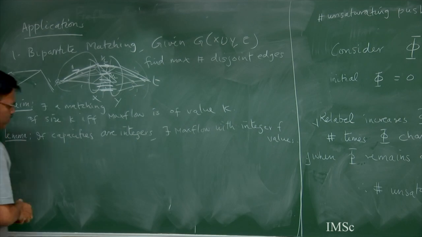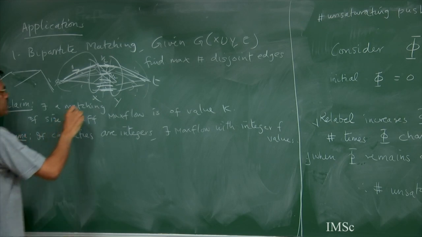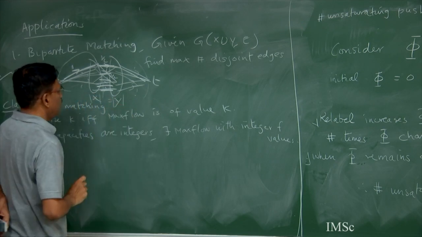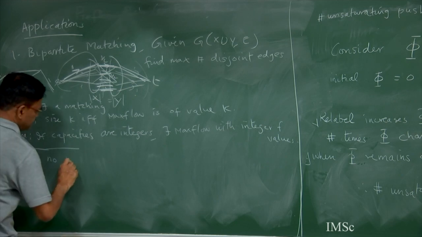Here is a more important, more interesting result, which you can get using the max flow min cut theorem. Suppose the cardinality of X is equal to the cardinality of Y, and the maximum matching is not equal to the cardinality of X. Then what do we know? Right. That is, I am saying there is no perfect matching.